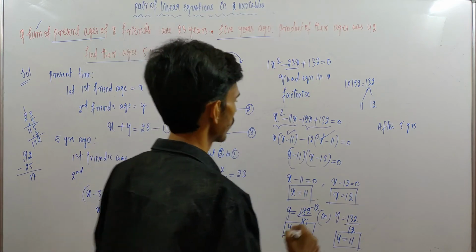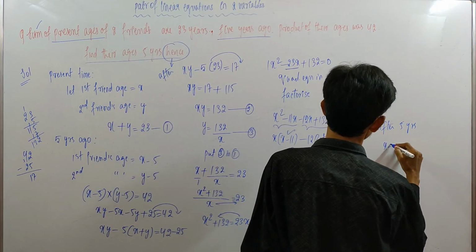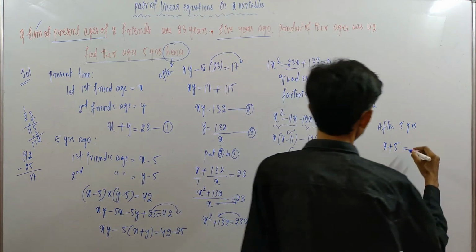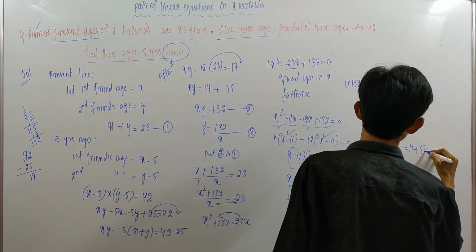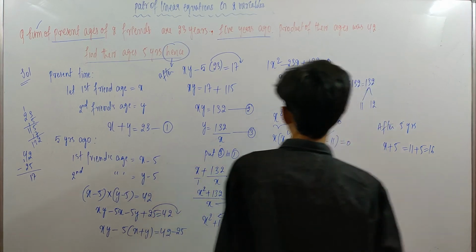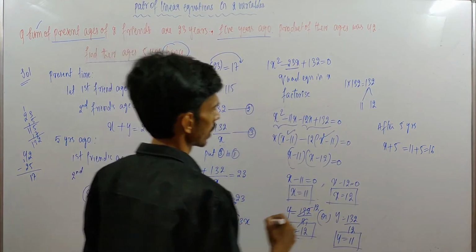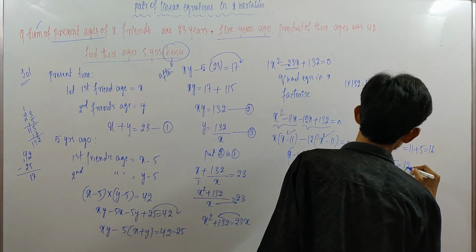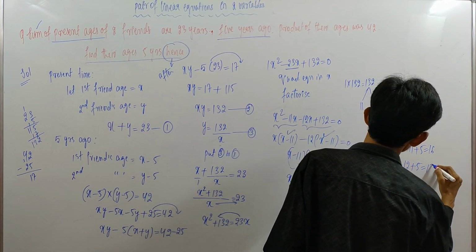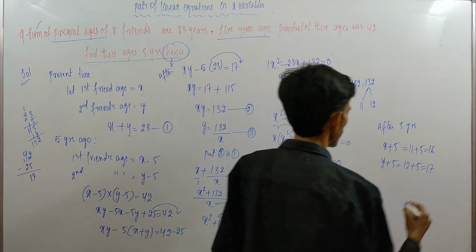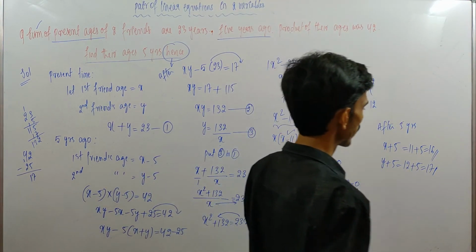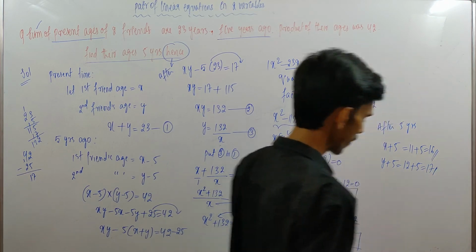the age of first friend will be x plus 5. X plus 5. X value let us take 11. 11 plus 5 we have 16. And y age will be y plus 5. Y value is 12. 12 plus 5 we have 17. So these are the values, the ages of these two friends after 5 years. We have 16 and 17.